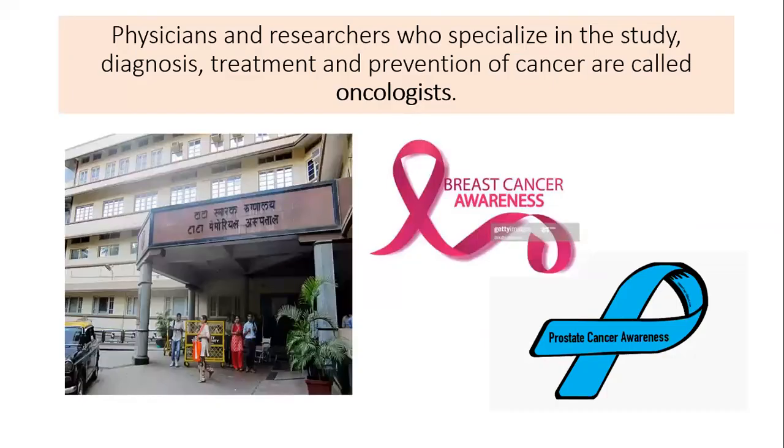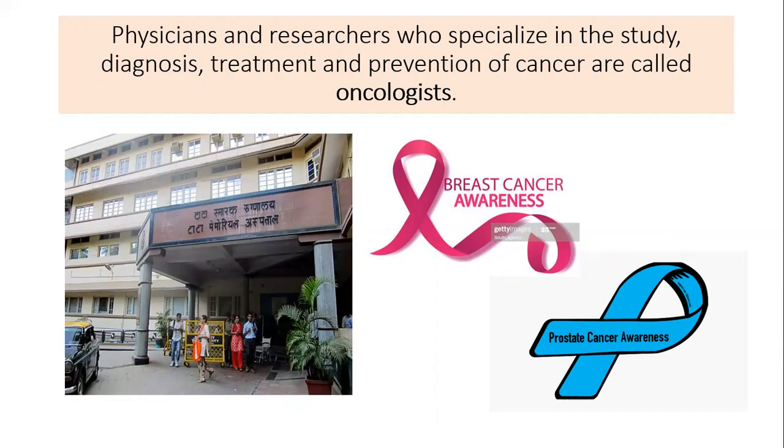Okay. Now, next is the definition of oncologist. Those physicians or researchers who are specialized in the study, diagnosis, treatment and prevention of cancer are called oncologists. This definition again is very, very important. Those who do in-depth study of diagnosis, treatment, prevention and so on of cancer are called oncologists.